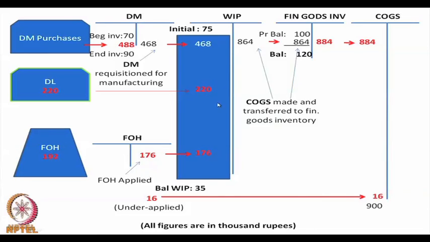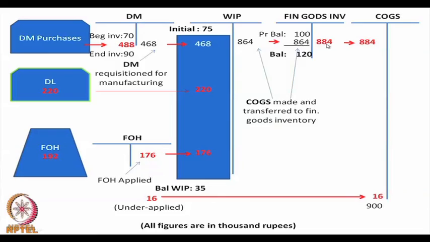Therefore, 220 is the direct labor that was applied. 1.8 of that is factory overhead, that is 176. So, we have found out these two. This is given as 864. Once again, the beginning inventory is known, final inventory is known, and now we know this.